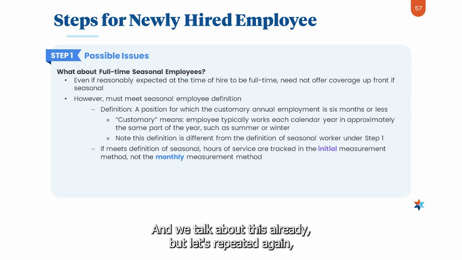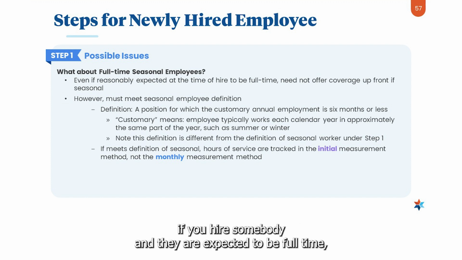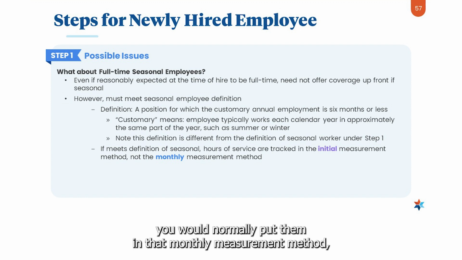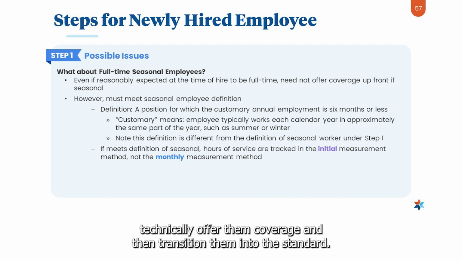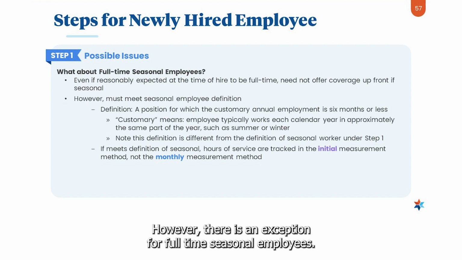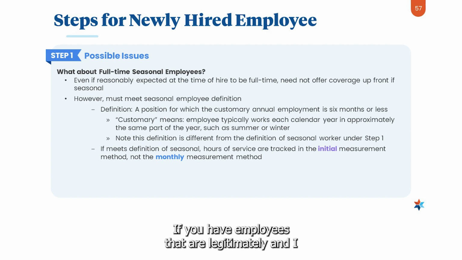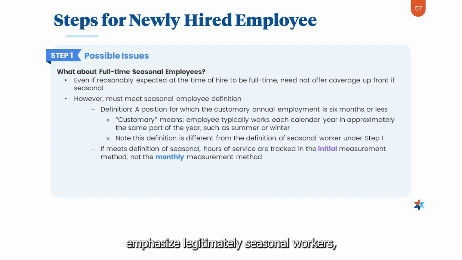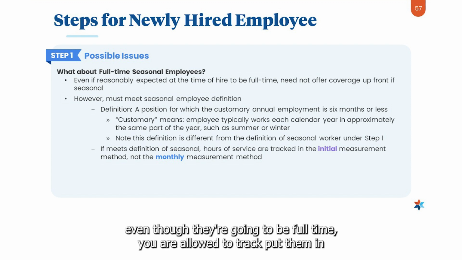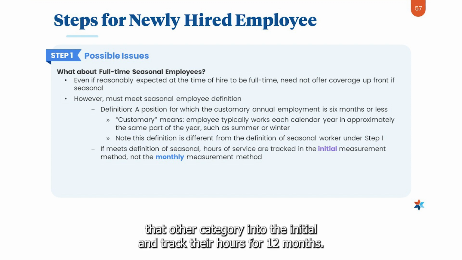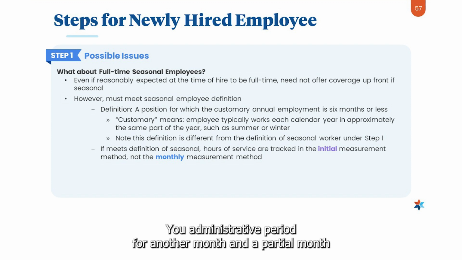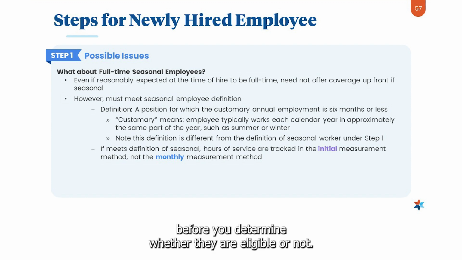We talked about this already, but let's repeat it again. If you hire somebody and they are expected to be full-time, you would normally put them in that monthly measurement method, technically offer them coverage, and then transition them into the standard. However, there is an exception for full-time seasonal employees. If you have employees that are legitimately, and I emphasize legitimately, seasonal workers, even though they're going to be full-time, you are allowed to put them in that other category, the initial, and track their hours for 12 months, do an administrative period for another month and a partial month before you determine whether they're eligible or not.